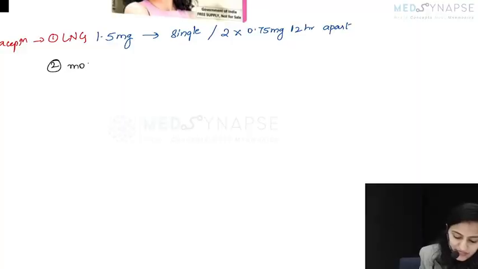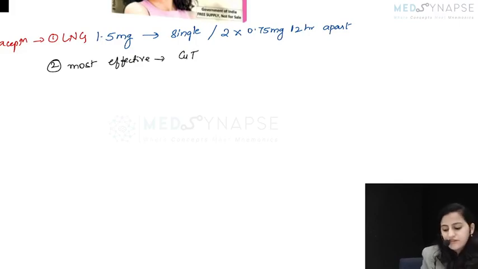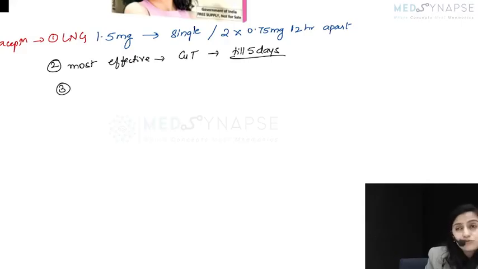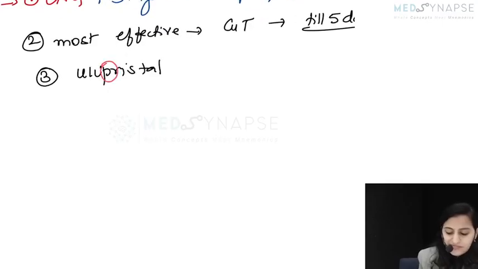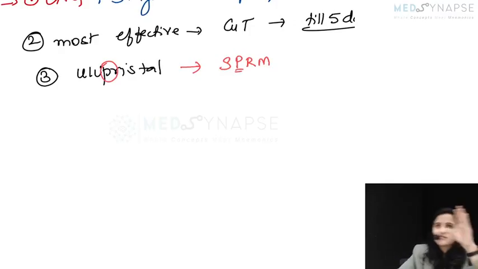Second, what is the most effective for emergency contraception? Copper T. Most effective is Copper T, can be inserted till 5 days. What else can we use for emergency contraception is ulipristal. Remember, ulipristal can also be used. Ulipristal is an SPRM. Like you have SERM, which is tamoxifen, this is selective progesterone receptor modulator, that is ulipristal.